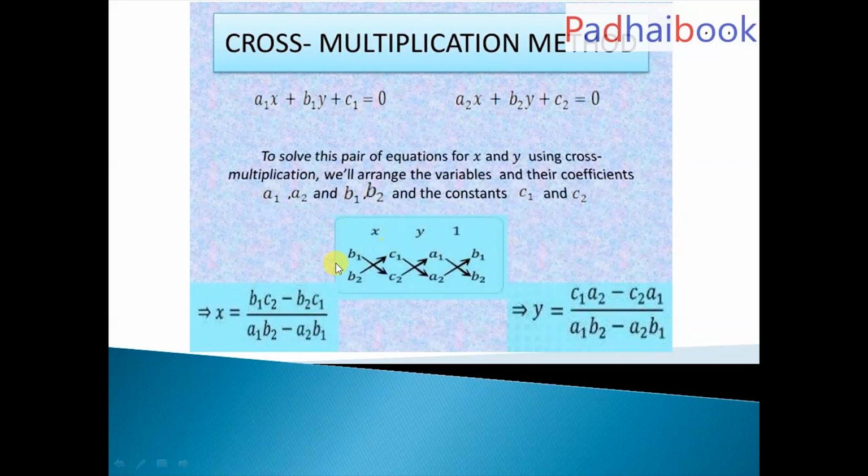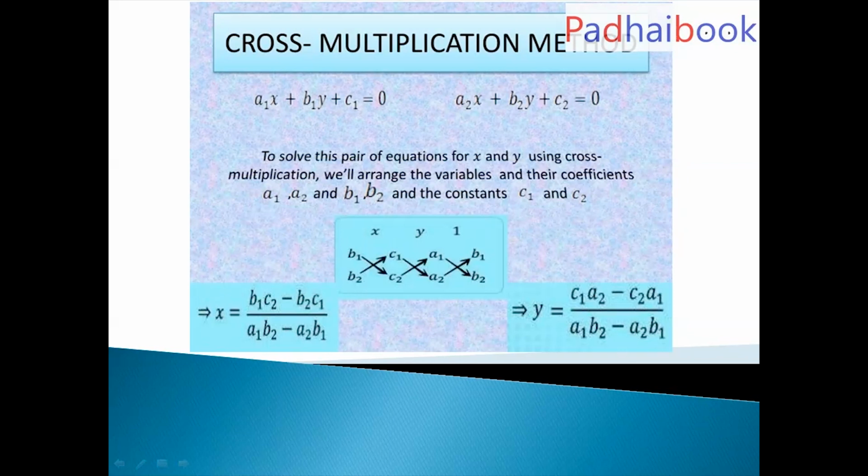Now to get the value of x first, cross multiply these two: b1 into c2 minus b2 into c1 divided by a1 into b2 minus a2 into b1. So here we get the value of x. In a similar way we get the value of y by cross multiplying: c1a2 minus c2a1 divided by a1b2 minus a2b1. So instead of arranging the coefficients in this form, I can simply use the formula also. That depends upon you.